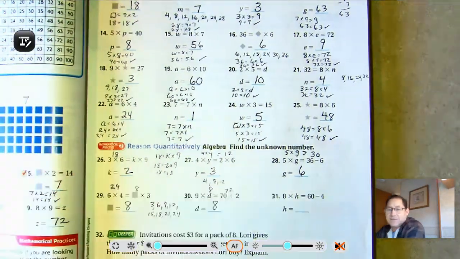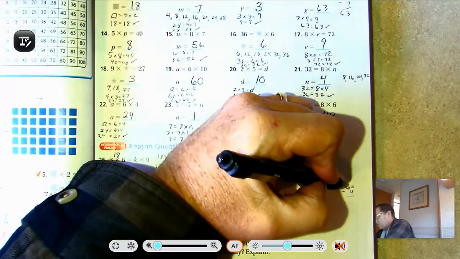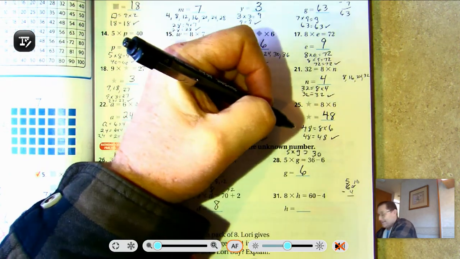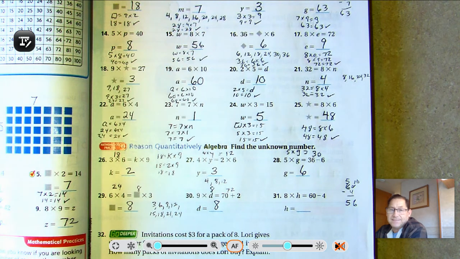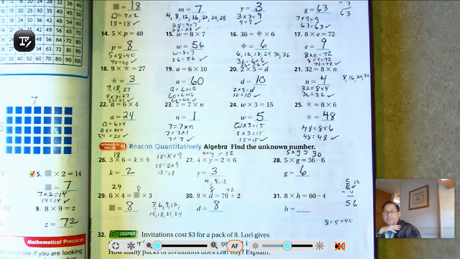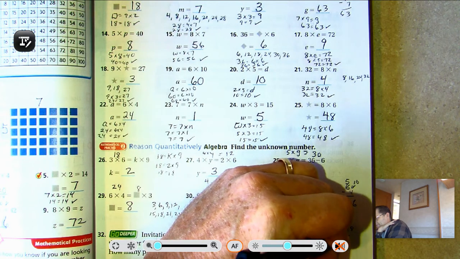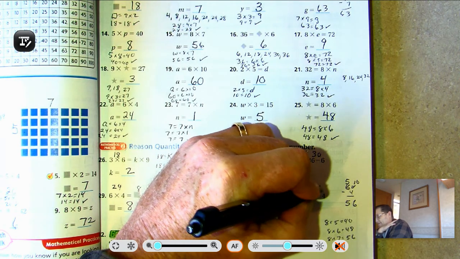8 times something equals 60 take away 4. 60 take away 4. I can't take 4 from nothing, so I'll regroup one of the 10s as 10 ones. 10 take away 4 is 6, so 56. 8 times what is 56? Well, I know 8 times 5 is 40. 8 times 6 is 48. 8 times 7 is 56. So 7. 8 times 7 equals 56.